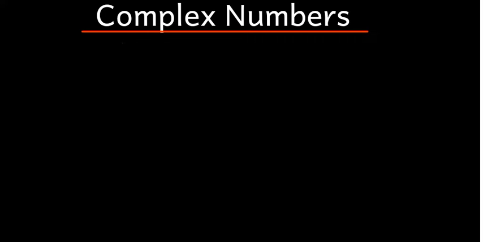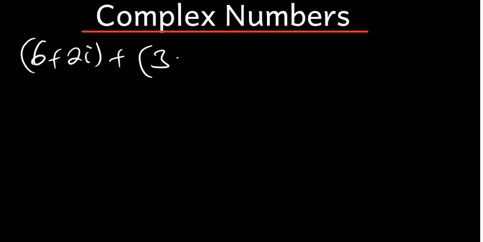Okay, so let's say we have 6 plus 2i, and then I have plus 3 and then plus 7i. How can we add these complex numbers? Remember, you cannot add a real number and an imaginary number.